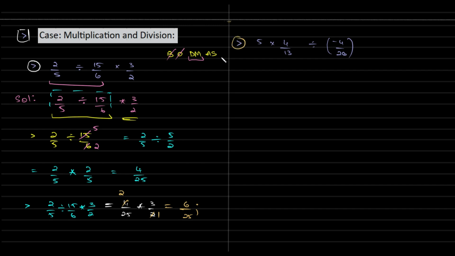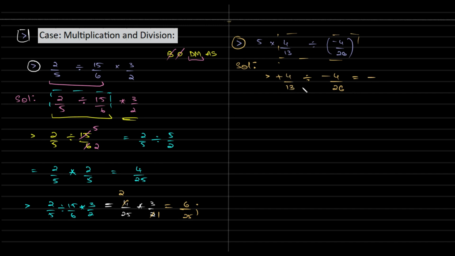The next question, similar thing. We have division over here. So instead of writing the question, let's handle the division, because we can see it's a bit complicated. So before we do anything, we can solve this part first, right? So we can take that as a separate question. So 4 by 13 divided by negative 4 by 26. First thing is the sign. So we know that positive divided by negative will give us negative.